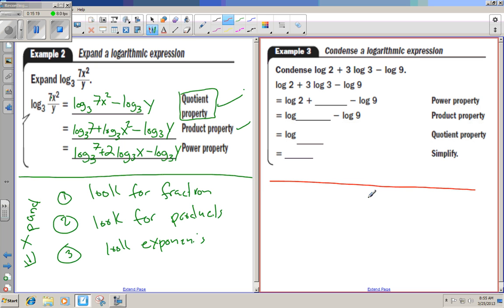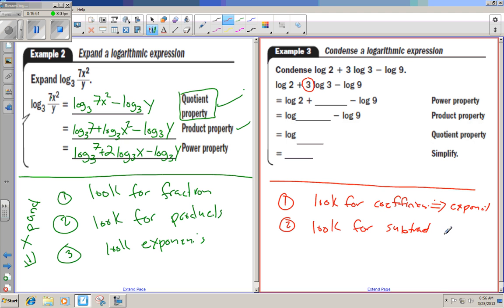Over here, for condensing, the first thing you should do is the reverse of this. First, look for coefficients. Right? This is a coefficient. Coefficients turn into exponents. Then look for subtraction. Oh, I'm sorry, we're working the other way. So don't look for subtraction, look for addition.